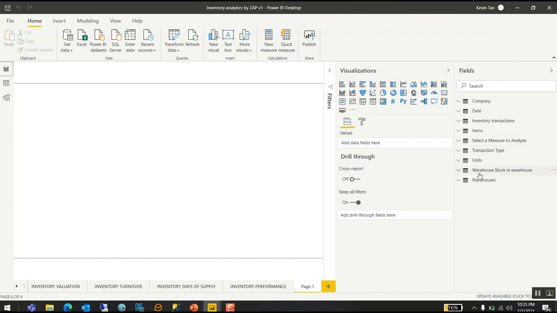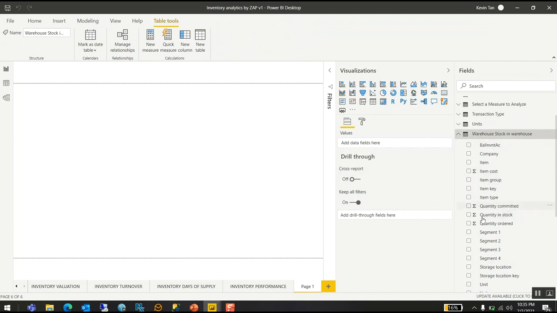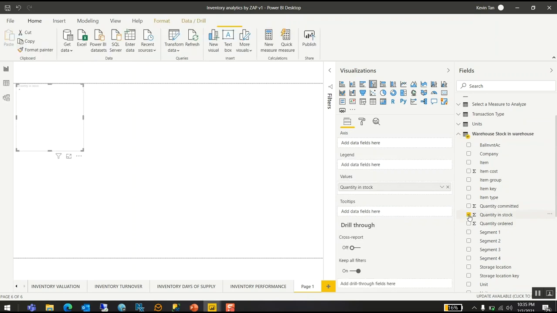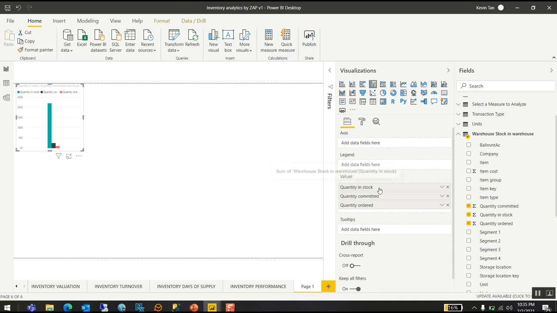So the first thing I notice is I've got a new dimension I can pull data from called stock in warehouse. So those are the three quantities I was looking for. I'm interested in quantity in stock, which is my on hand, quantity committed, which is what's been reserved or might be in an existing sales order, and how much quantity I've ordered. So in terms of order, I would like to have the quantity in stock first, which is my on hand, what I've ordered, and what has been committed.